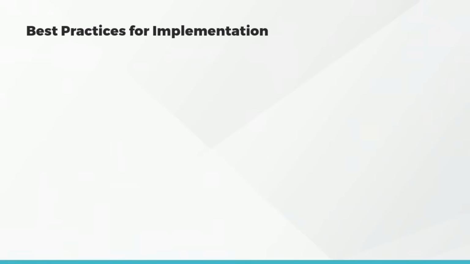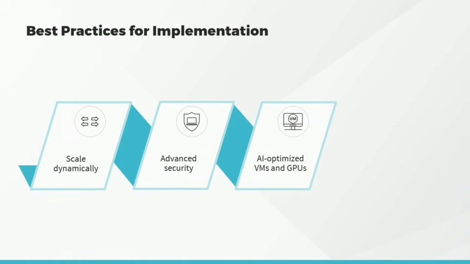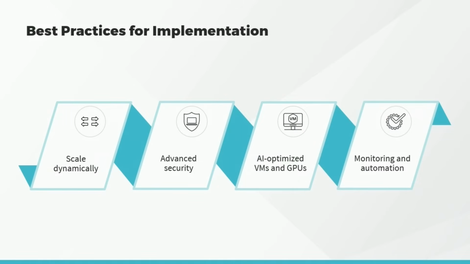Okay, so let's talk about best practices for implementation. Effectively utilizing Azure's infrastructure for generative AI means leveraging its scalability, security, and efficiency. Azure's robust cloud services can scale resources dynamically based on demand, ensuring optimal performance for any AI application. Security is always paramount, and Azure provides advanced security features to protect data and models. Efficiency can be enhanced by leveraging Azure AI-optimized virtual machines and GPUs, which are specifically designed for high-performance computing tasks. Additionally, Azure's suite of tools for monitoring and automation helps maintain efficiency and minimize downtime.